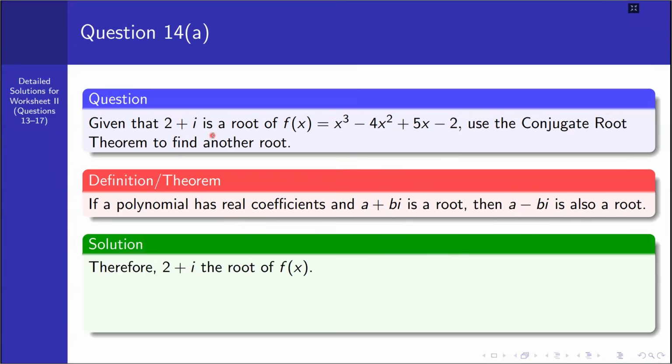Therefore, 2 plus i is a root of f(x), so its complex conjugate root is the complex number 2 minus i. Therefore the complex conjugate root of this polynomial function, related to this one, which is the complex conjugate of this complex number, is 2 minus i.